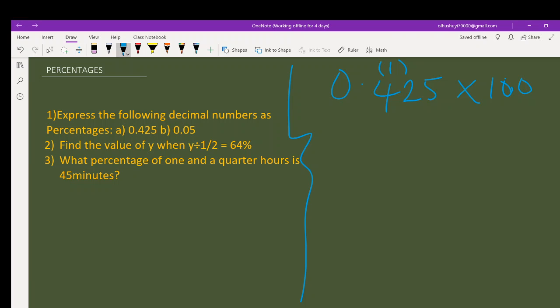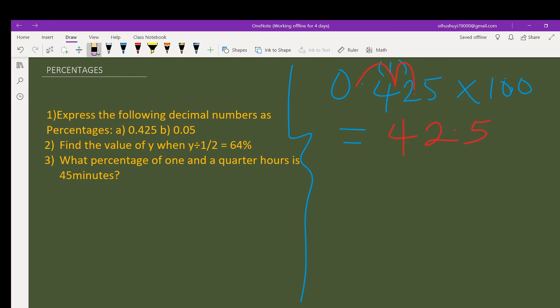You can multiply by 100 right away. Multiplication by 100 also means counting forward: 1, 2. So this is where your decimal will be. That will be 42.5.